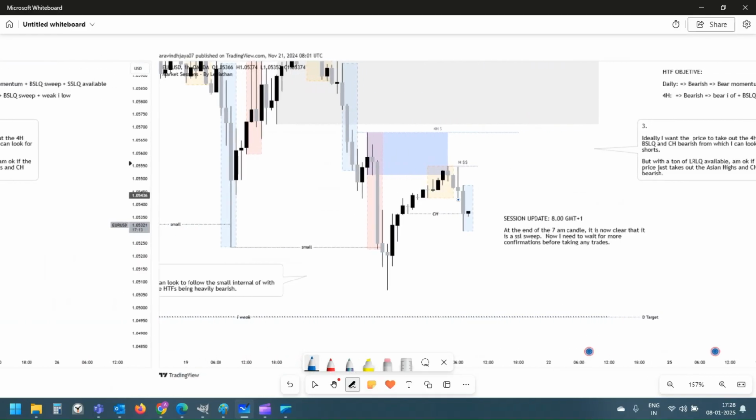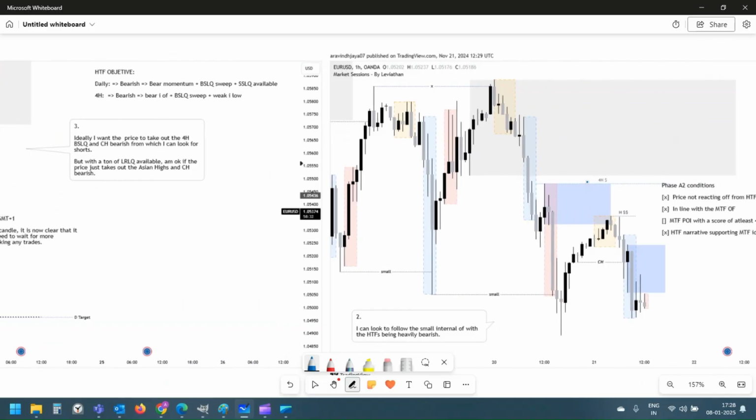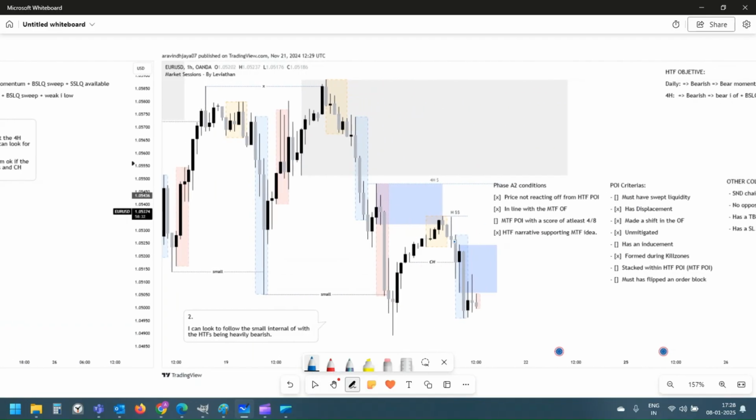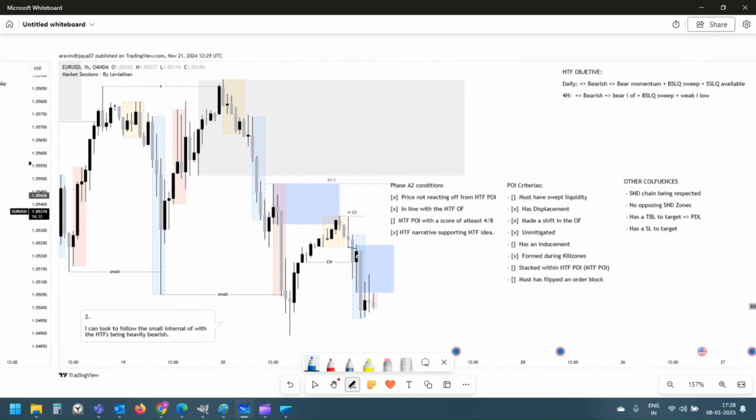This will be my POI, and I can look for shorts from this freshly formed POI. The price did mitigate it, but I didn't get any opportunities. So I just carried on, and this was my POI. I could look for trades from this POI.